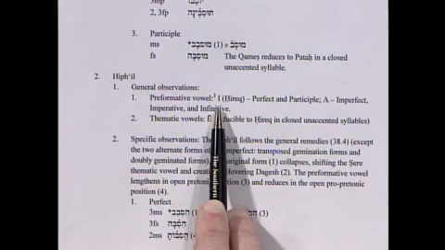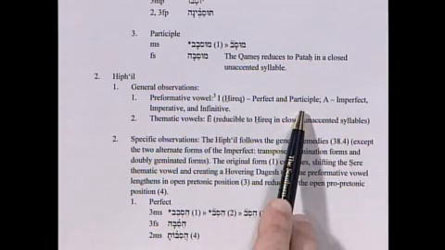Now it comes to the Hifil, and this really looks like the hollow verbs as we've discussed them before, because again, we want to look at preformative vowels, and for the Hifil you get the hireq for your perfect and your participle.